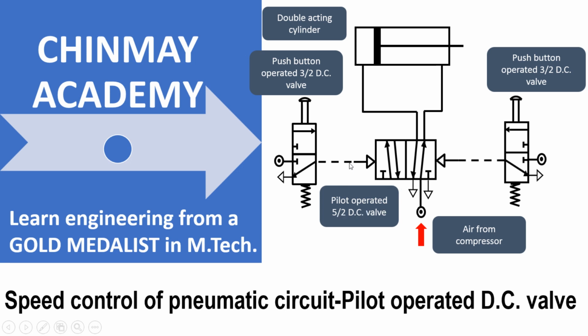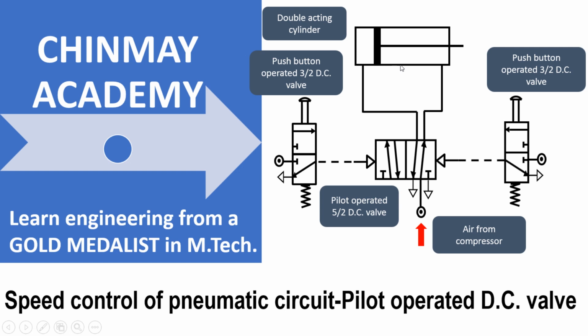This dotted line indicates that these positions, that is the left envelope mode and right envelope mode, are obtained by this particular pilot line. This pilot line is denoted by this dotted line, and it is obtained by the 3x2 direction control valve, and this is the double acting cylinder.